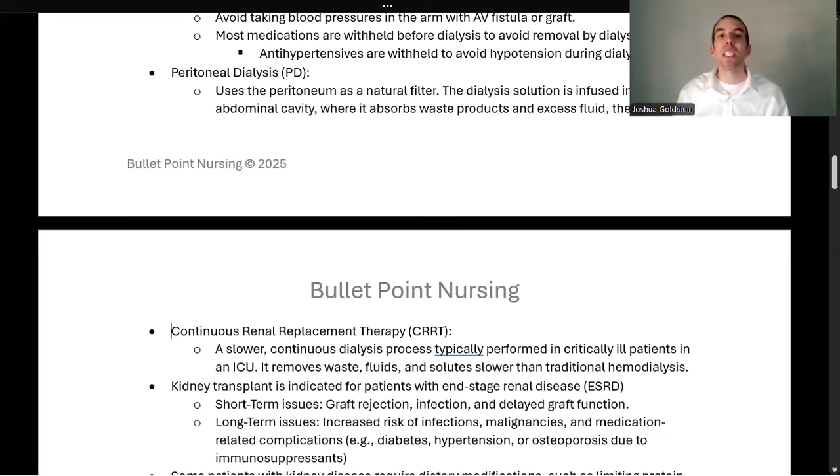This is a slower, continuous dialysis, and this is very often done in the ICU. Critical ICU patients can rarely tolerate hemodialysis.